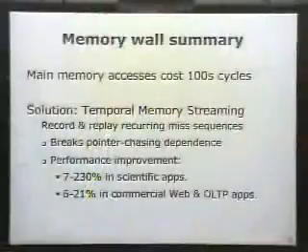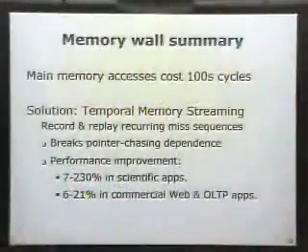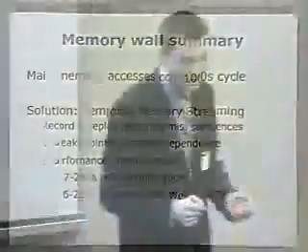So if you remember one thing from this talk, remember this. Main memory accesses cost hundreds of cycles, okay, and that's a problem that we have to worry about and have to do something about. And if you remember 2 things from this talk, then remember that our solution is temporal memory streaming. So the key idea here is record and replay recurring miss sequences. And this is exactly what we want to do when we're trying to break this pointer chasing dependence. And so you can see here the impact varies, but it's certainly worthwhile for many applications. So I'll take a couple brief questions on this stuff and then talk about future work.